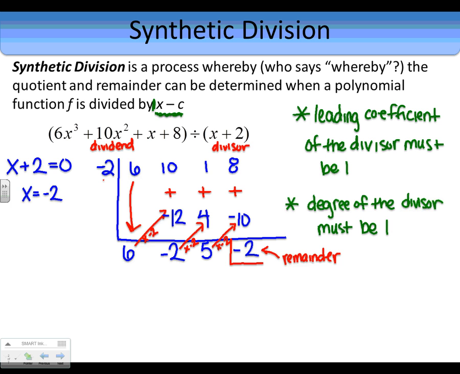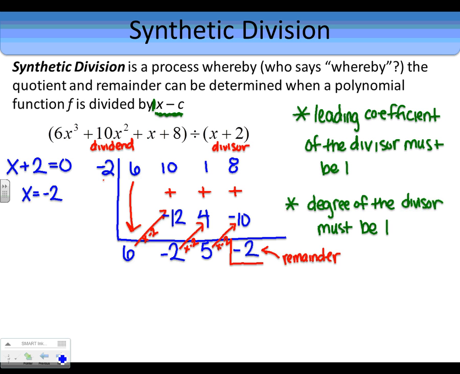Since I started with a cubic polynomial as my dividend and I was dividing it by a linear polynomial, I have an x cubed divided by an x, which is just going to be x squared. So my quotient is going to be a quadratic polynomial, with a degree of 2. Your quotient, your answer, is always going to be 1 less degree than the degree of the dividend. That's because we're dividing by an x in the divisor.